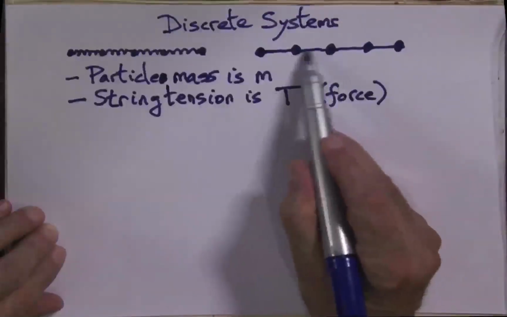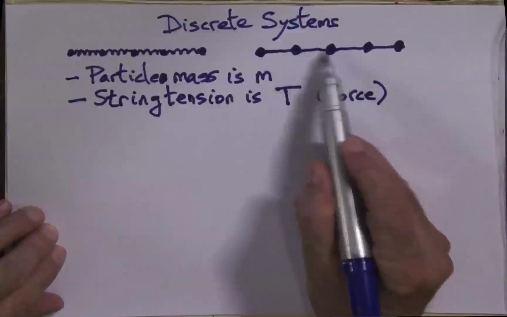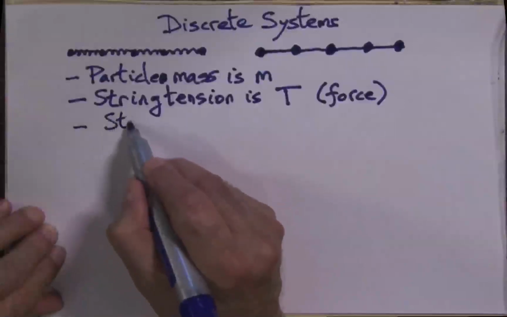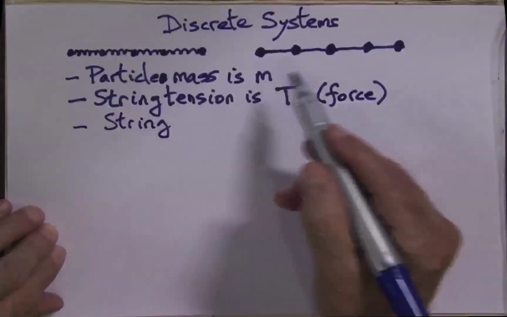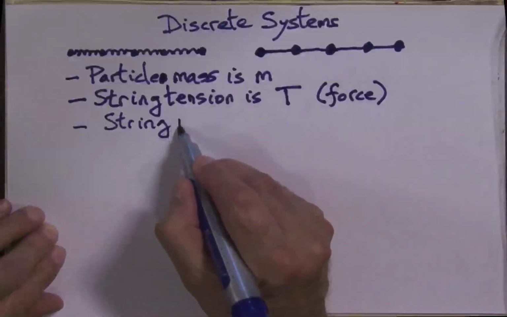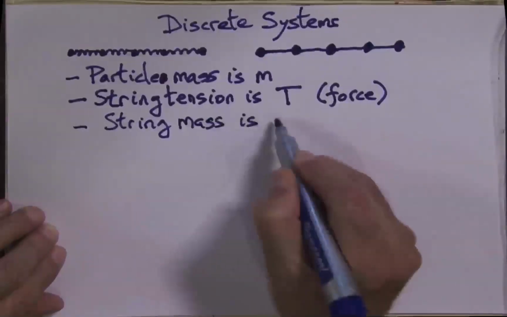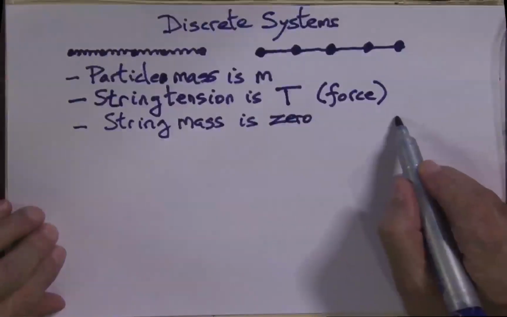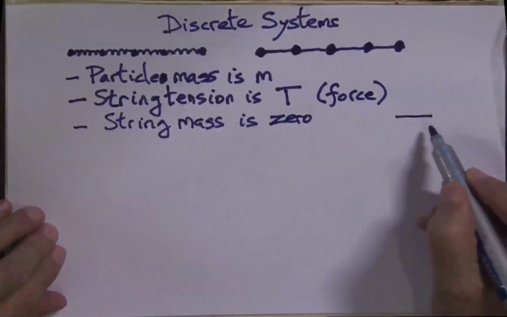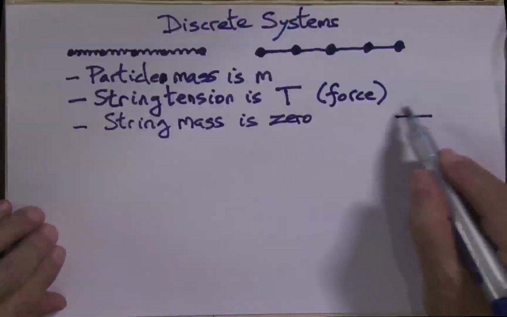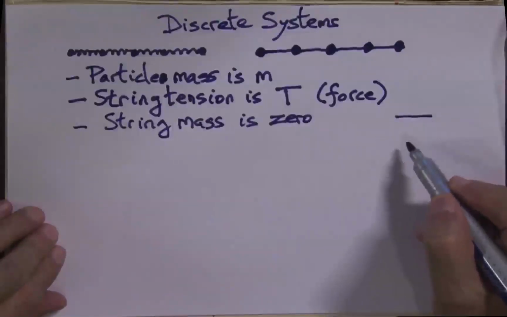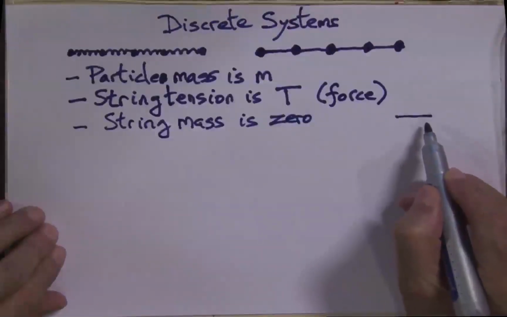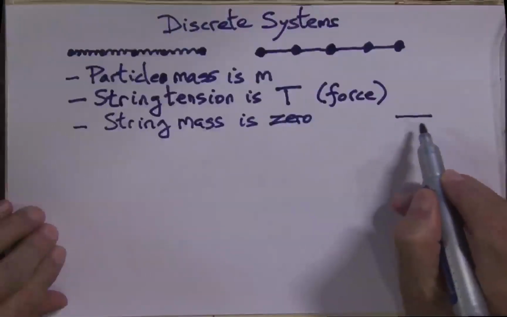This string that's between two particles is massless. So we make the assumption, or we make the model, that the string mass is zero, exactly zero. Now what that means is the following. Suppose I have a bit of string like this. If even the slightest force is applied on that, then it will accelerate and it'll scoot off somewhere, which means that no force can act upon a massless string.